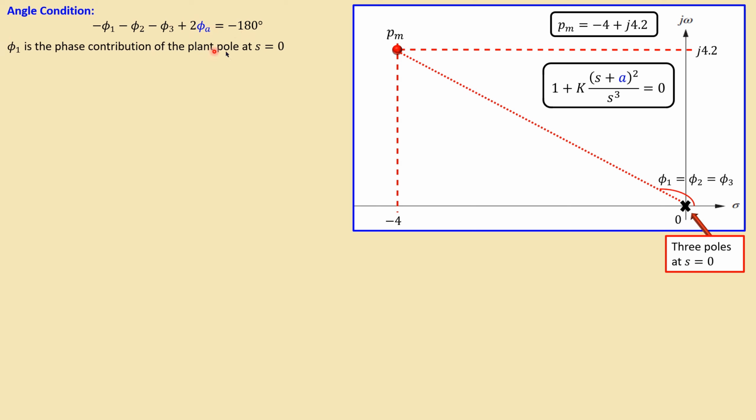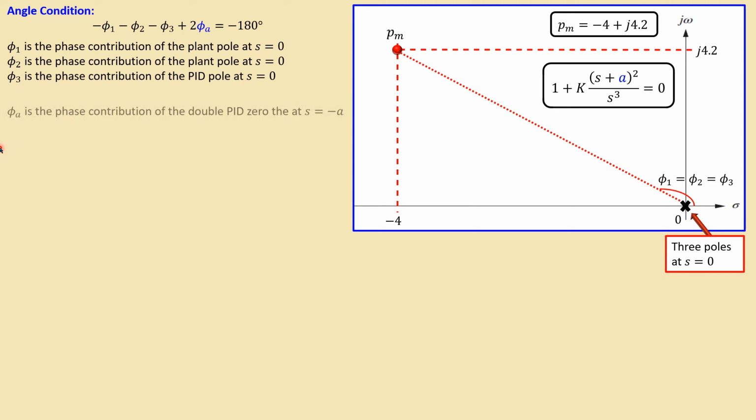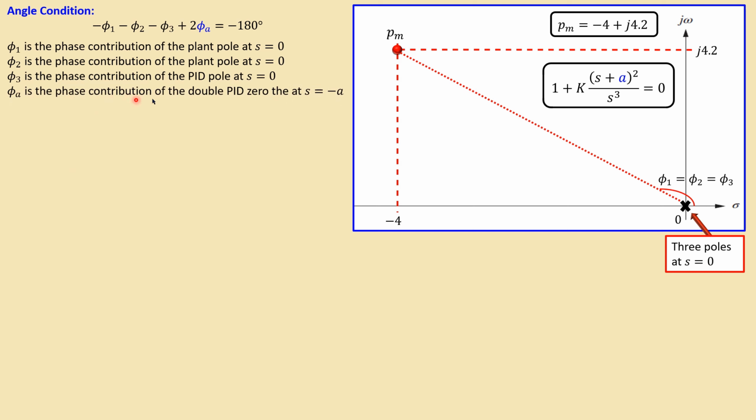Phi 1 is the phase contribution of the plant at s equals 0. And again, the same plant pole, so we have 2 poles at the origin. Phi 3 is the pole at the origin due to the PID. And we have phi a, which is the phase contribution of the double zero of the PID, which is at s minus a. Now, phi 1, phi 2 and phi 3 are all the same.